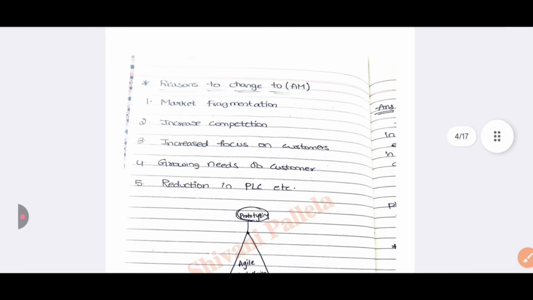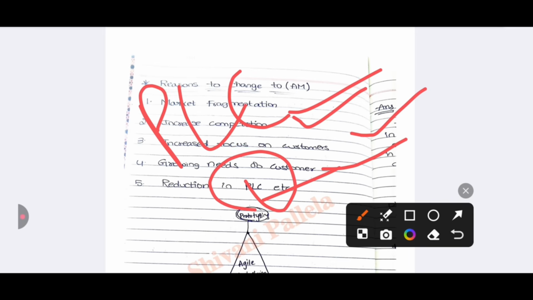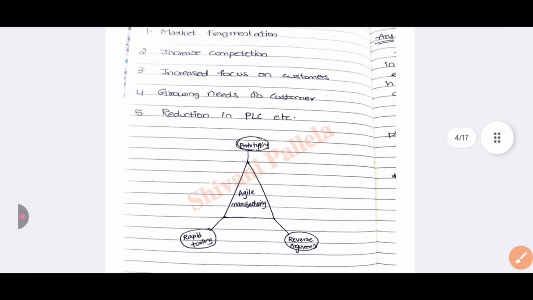So what are the reasons? Same things we can write. Manufacturing fragmentation will be there. Increased competition is one of the main reasons for agile manufacturing. Increased focus on customers, growing needs and reduction in product life cycle. These are the major reasons why an organization should adopt agile manufacturing. Agile manufacturing is not that important. So whatever I have discussed in this unit on operations management, just be perfect with it. This is the complete unit number 1.